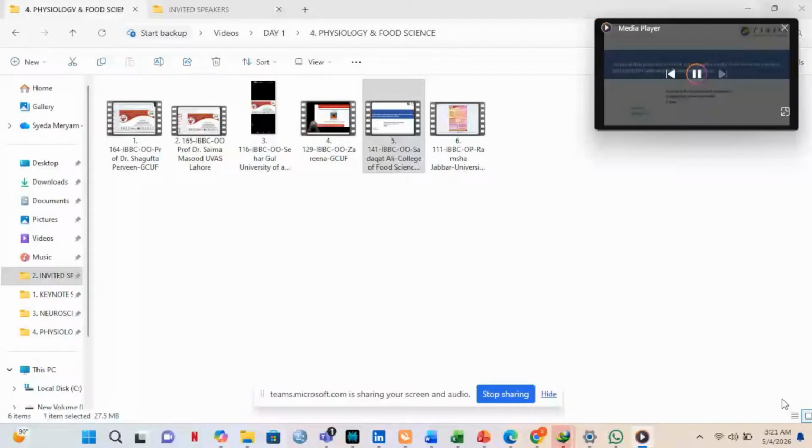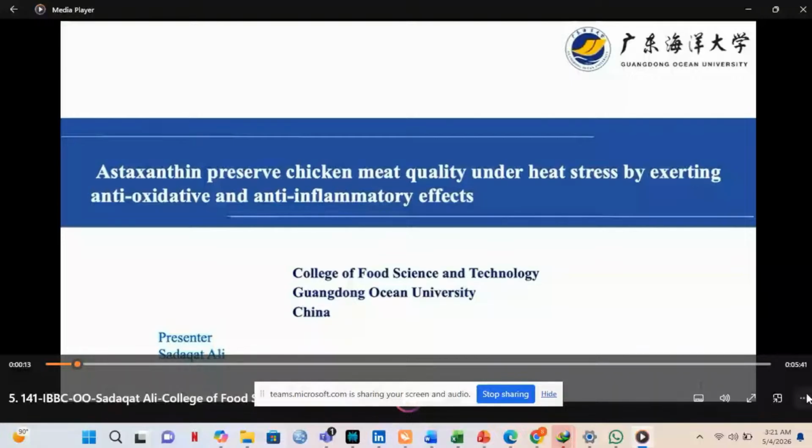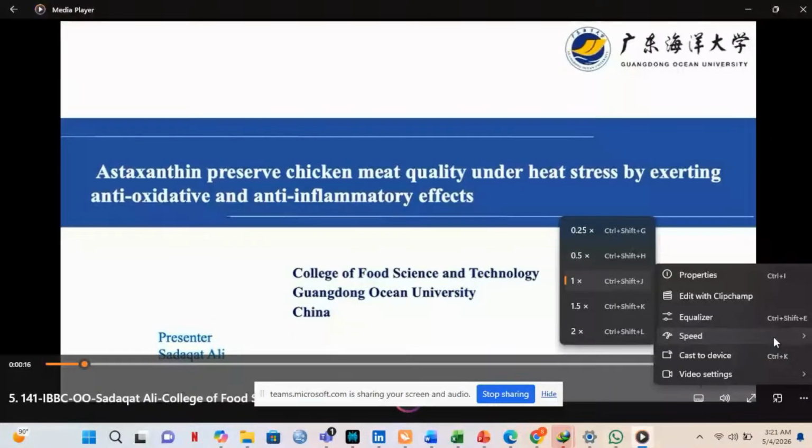Today I will be presenting my research on how astaxanthin helps preserve the quality of chicken meat under stress through its antioxidative and anti-inflammatory effects. First of all, let's start with the background.